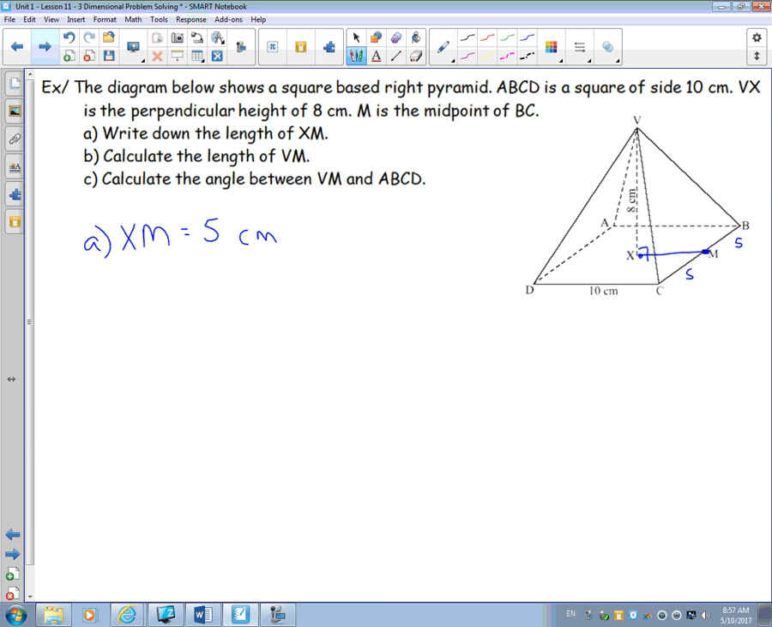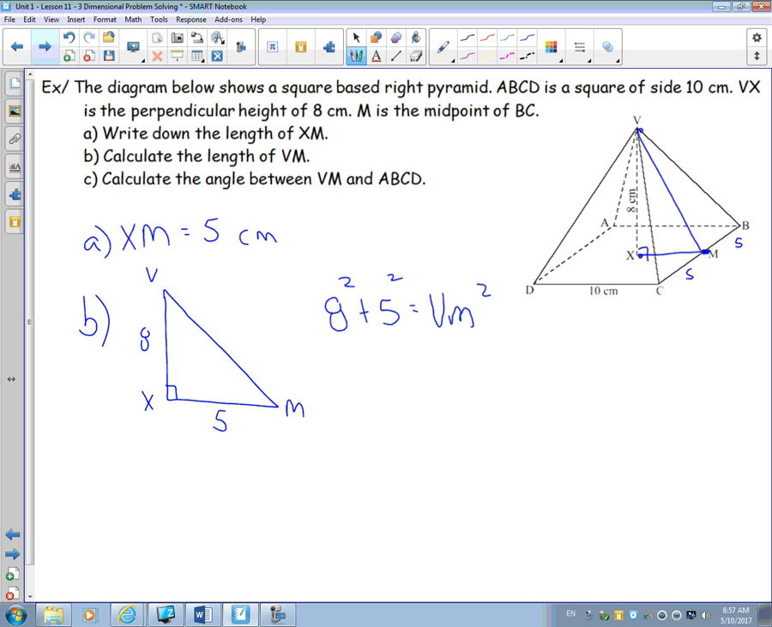Calculate the length of VM. VM is the one that goes along the side. We call that our slant height. I can do that if I think about this as being a triangle. V up at the top, X down here, M over here. It's right angled. We knew this was 8 from the diagram. We figured this was 5. I've got to figure out this unknown side. I can do that using Pythagoras. A squared plus B squared equals C squared, VM squared. So into our calculator we go. This comes out to 89 for VM squared, but I want just the length of the VM. So you should get, to 3 sig figs, 9.43 centimeters.